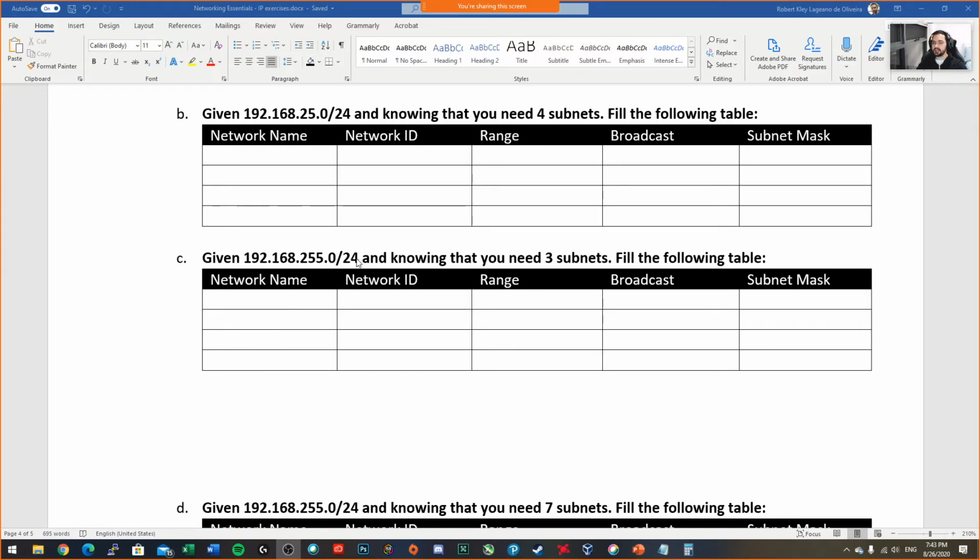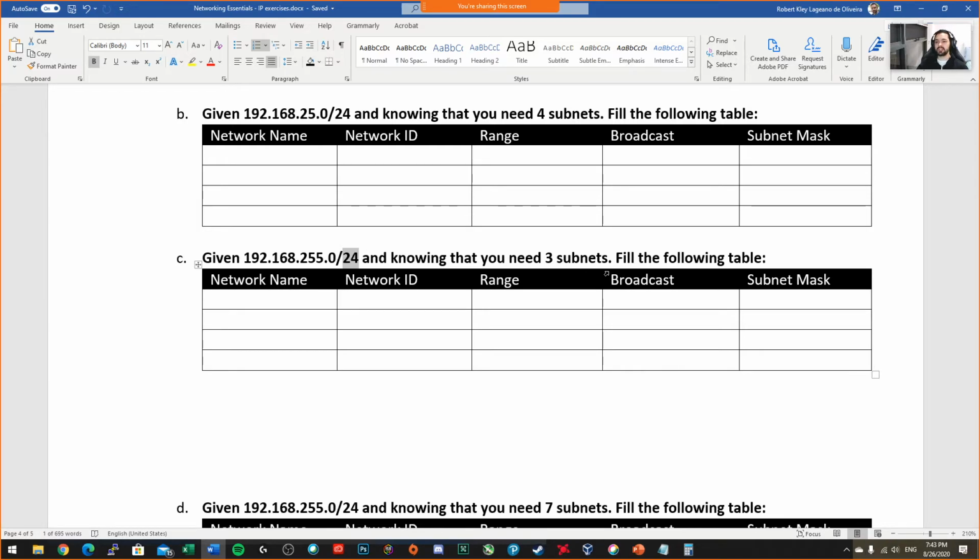So this is a /24. It's telling you this is the standard value, correct? /24 is a class C. But he's telling you he needs 3 subnets. So obviously you're gonna have to change the subnet mask, because right now you cannot have any subnet. This is the standard subnet mask. So you're gonna have to adjust it.